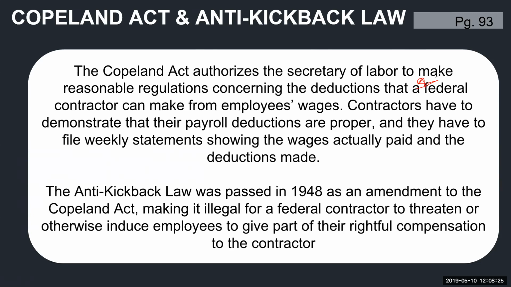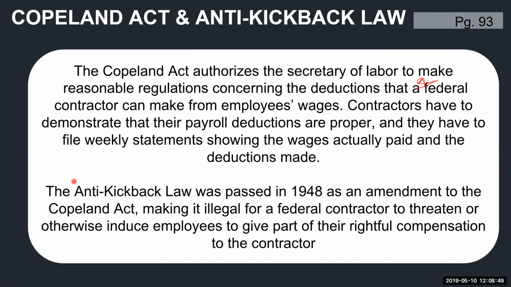So enter in the anti-kickback law. Now towards the bottom of this, I guess, blurb, if you will. The anti-kickback law prohibits unfair treatment during such difficult times, particularly, of course, back then in times of desperation because of the Great Depression. The anti-kickback law, as you can see, was passed in 1948. Think about the timing of all of this.